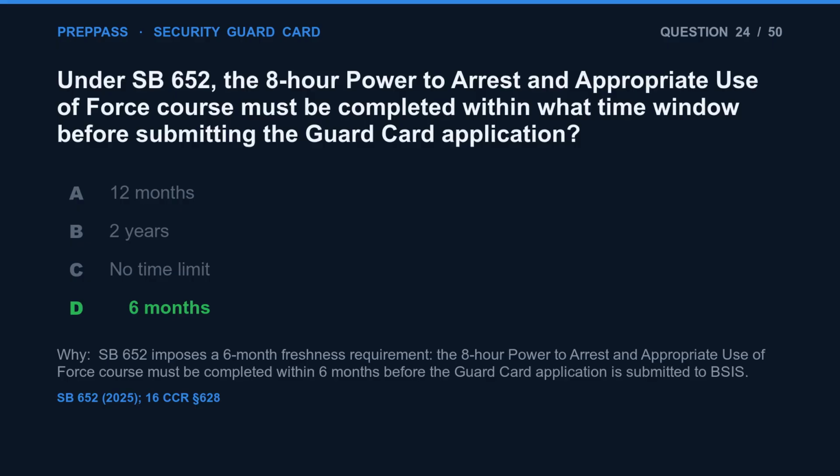The correct answer is D. SB 652 imposes a 6-month freshness requirement. The 8-hour power to arrest and appropriate use of force course must be completed within 6 months before the guard card application is submitted to BSIS.